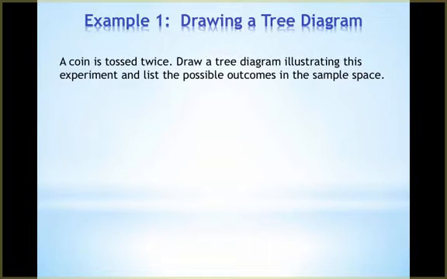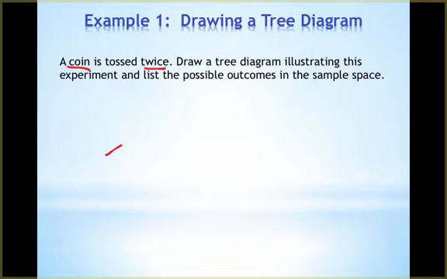One of the ways that you can look at doing probability is to use a tree diagram to help you determine what are all your outcomes. So let's say that we have a coin that we're going to toss twice. We're going to draw a tree diagram to illustrate the experiment, and we're going to list all the possible outcomes in the sample space. So if we toss a coin, we're assuming we have a fair coin, which means that we have the same probability of it turning up heads as it does tails.